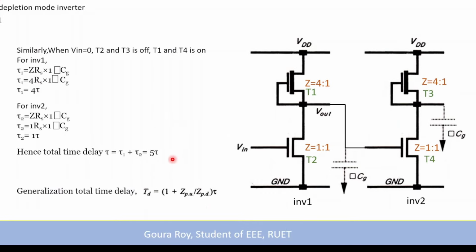Similarly, we can calculate the total time delay when input is 0. If you want to generalize the total time delay, that will be 1 plus Z pull up by Z pull down, multiplied by tau.